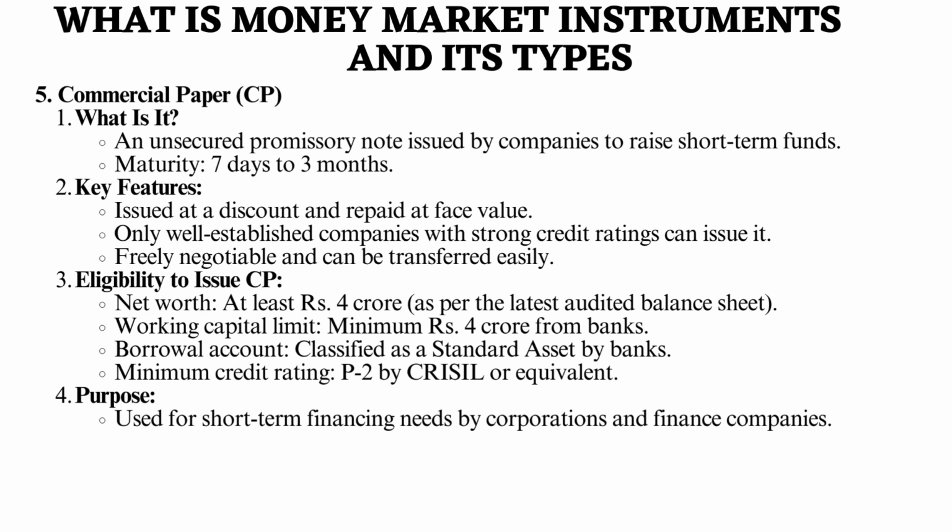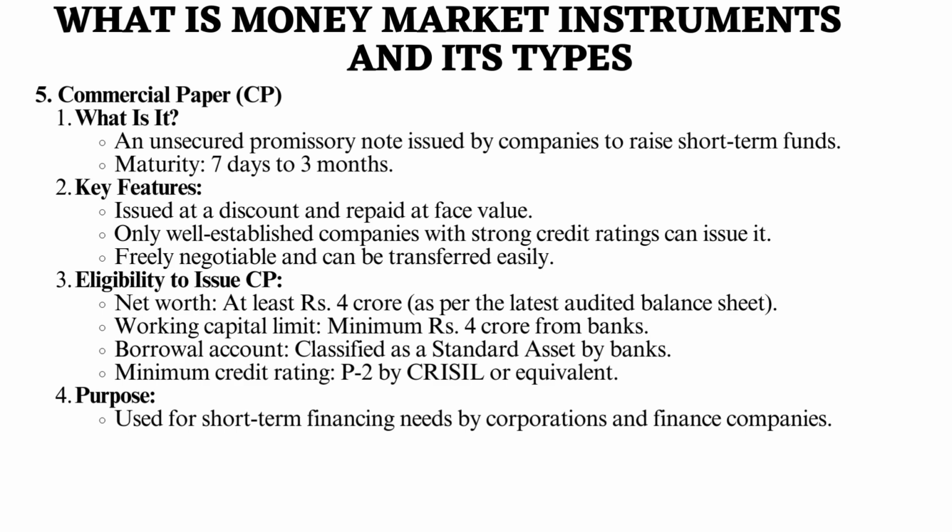Eligibility to issue CP. Net worth: at least 4 crore rupees as per the latest audited balance sheet. Working capital limit: minimum 4 crore rupees from banks. Borrowable account: classified as a standard asset by banks. Minimum credit rating: P2 by CRISIL or equivalent. Purpose: used for short-term financing needs by corporations and finance companies.